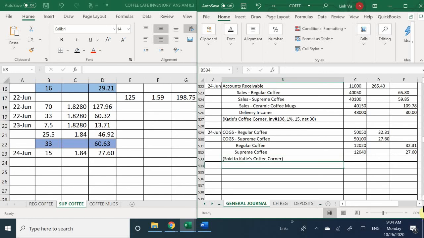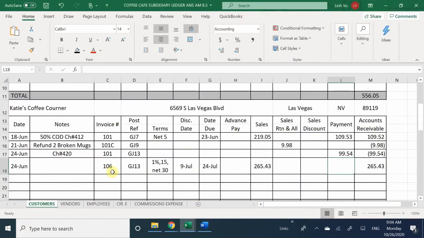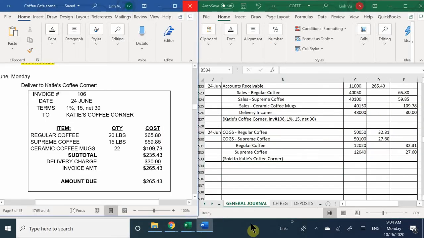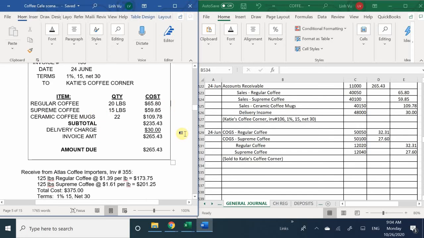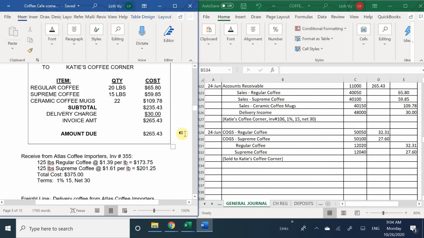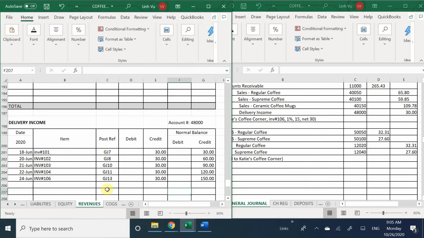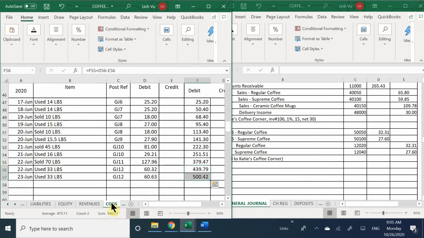Okay. And we did the subsidiary ledger already, did we not? Yes, we did. Everything, good. Now back to the income. No, no, go ahead. Okay. Now we go to the ledger. Good. We need to update our COGS as well as our inventory.